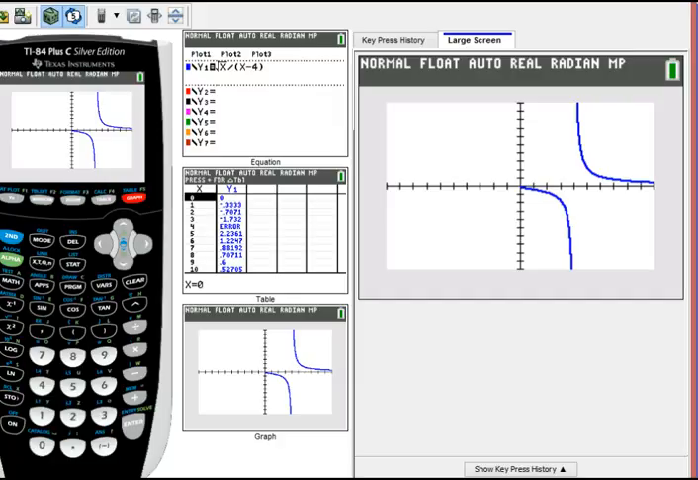Here's just a look at that last graph, kind of interesting. Your vertical asymptote would be at x equals 4. The graph can't touch that line. And the furthest to the left the graph goes is an x value of 0.